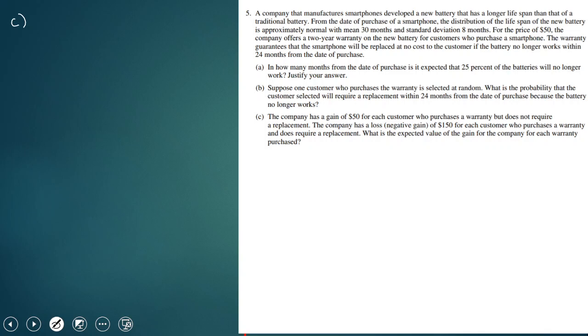The expected gain for the warranty. So I'll write expected gain.